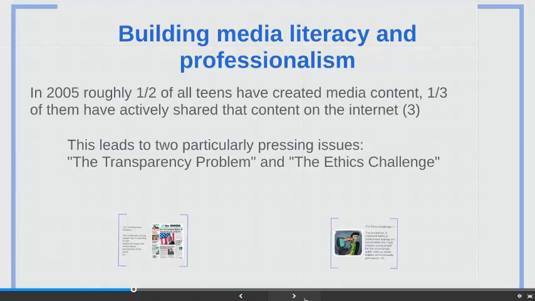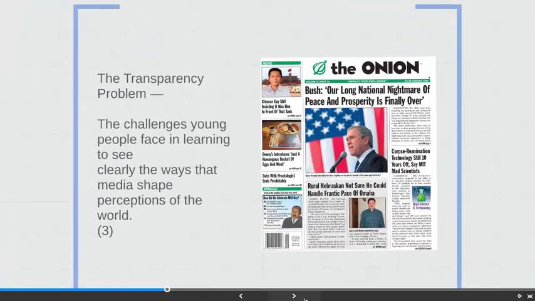Because of this, this leads to two growing issues. One is called the transparency problem, and the other, the ethics challenge. Transparency: the challenges young people face learning to see clearly the ways that media shape perceptions of the world. In the study quoted here that was provided in the readings, students were given a game based on the American Revolution, and they were supposed to put themselves in and theorize who shot first. The students that were given the game took what the game told them at face value. There was no critical thinking.